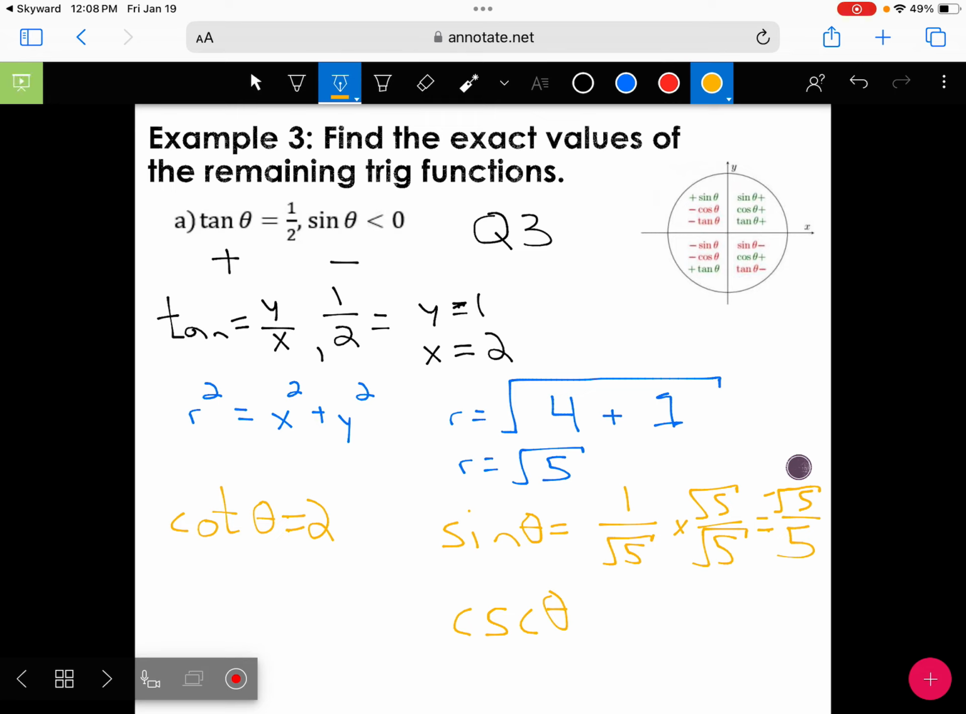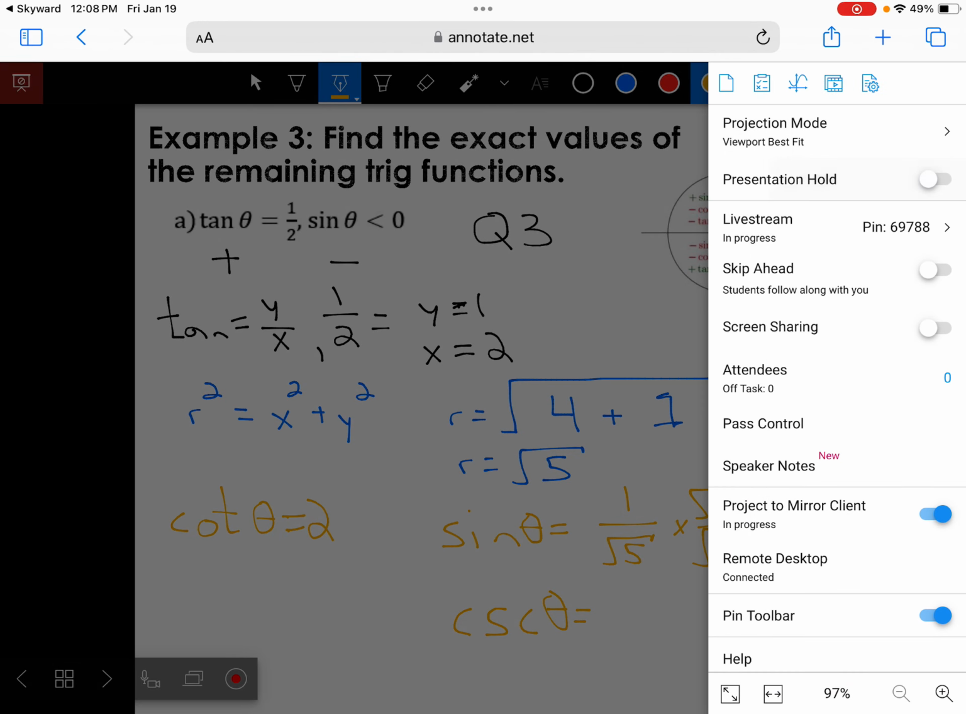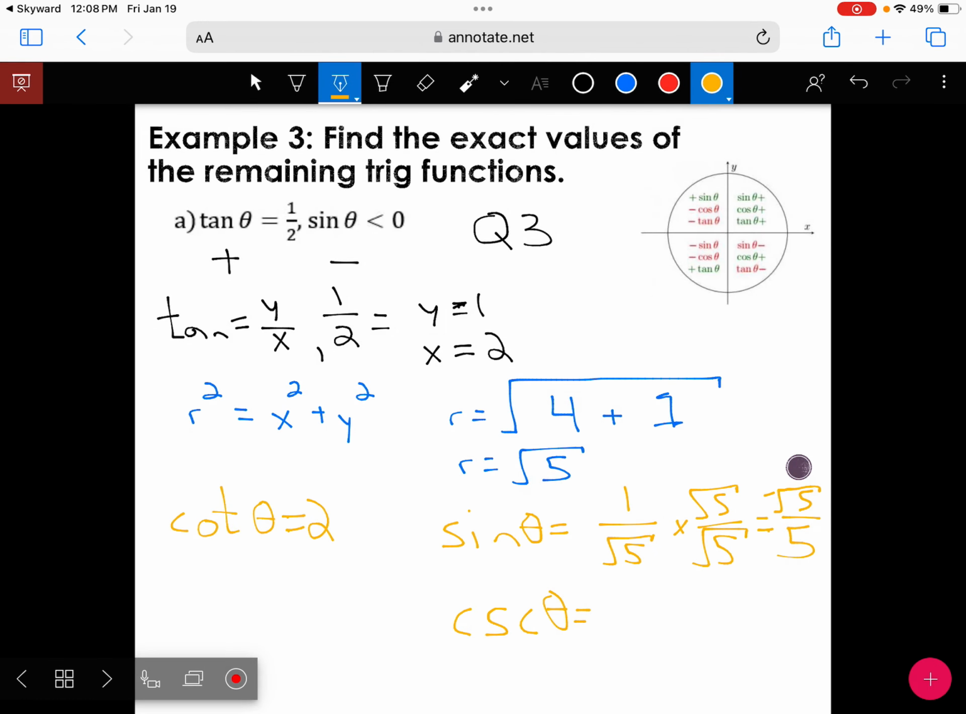I think we should be able to finish it up. Great. So can someone raise their hand and tell me what they got for cosecant of theta? What'd you get? I did everyone except for the one. Yep, so -5 over root 5 is all right, but then you have to rationalize it again.